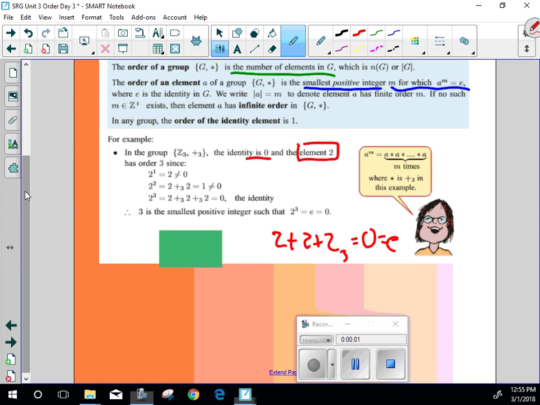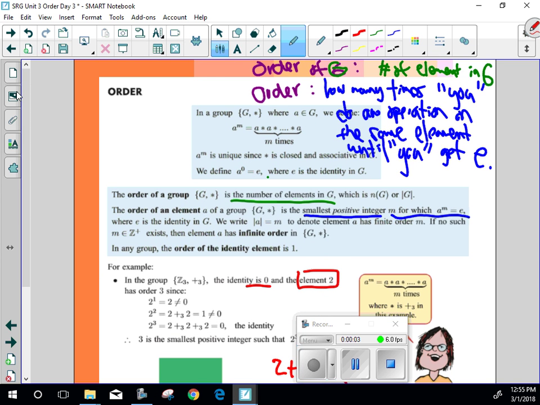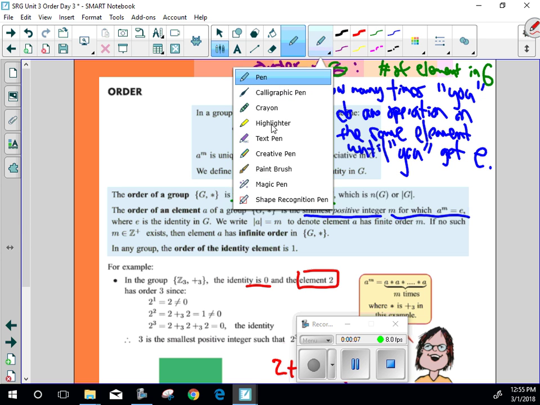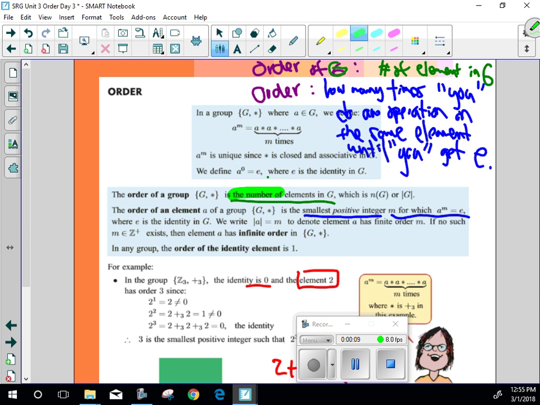So for order, we just introduced it. Order, two ways to think of it. It's the number of elements in G, or you can think of it as the smallest integer m for which a to the m equals e.